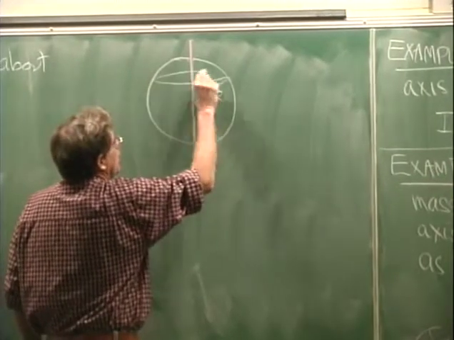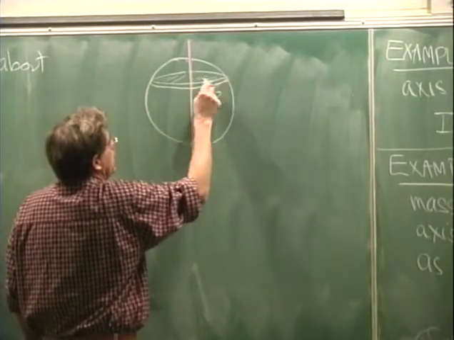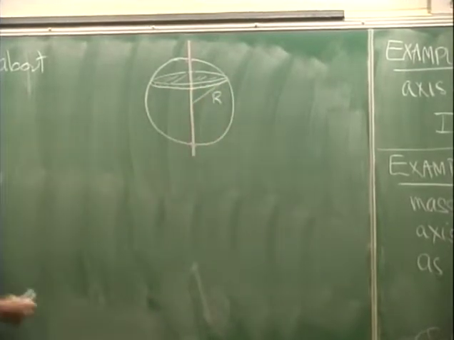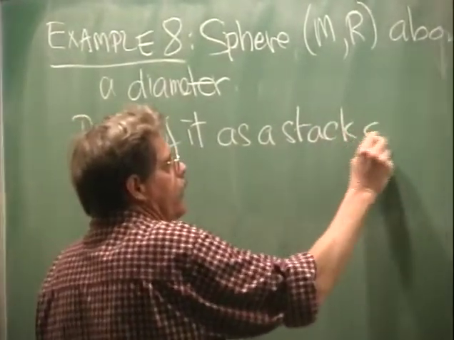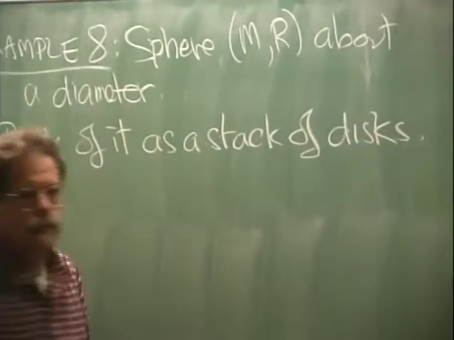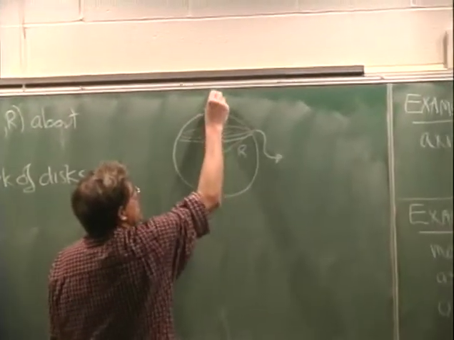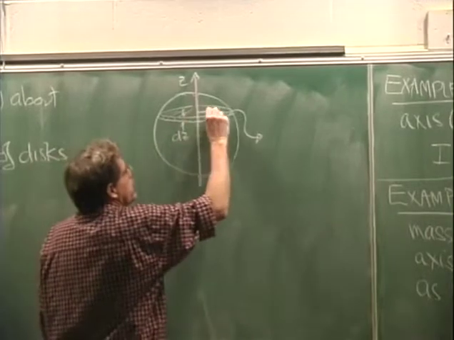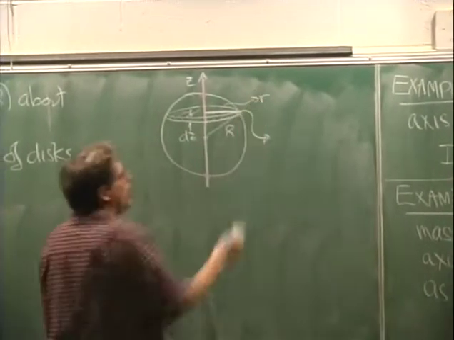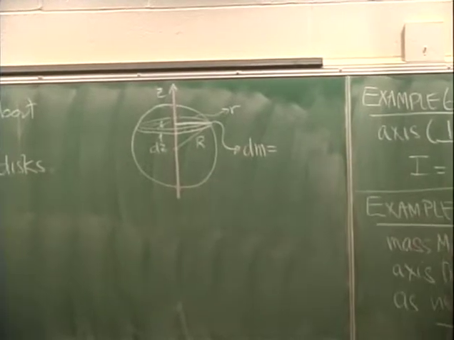Here's a typical pancake on there. That's nothing but a disk, right? And I know the moment of inertia of a disk. What's the mass of this particular disk? Let's say that this is the z direction, and this thing has a thickness dz and a radius, I'll call it little r.